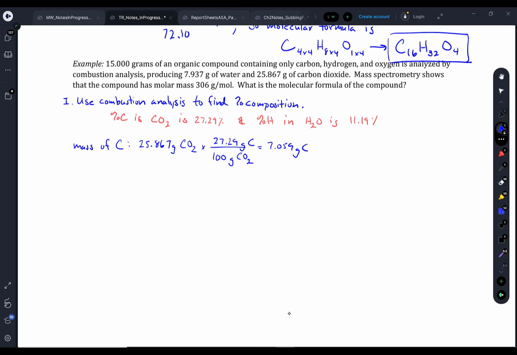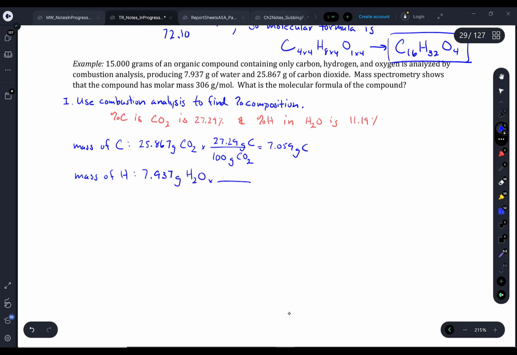Okay, and then we're going to do the same thing for hydrogen. So I had 7.937 grams of water. And multiply that by 0.1119. In other words, 100 grams of water has 11.19 grams of hydrogen. Or I'm getting 0.8882. Yeah.